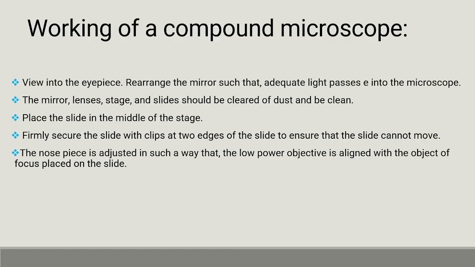Now we will see the working of a compound microscope, how to use the compound microscope. First, we have to view into the eyepiece and rearrange the mirror such that adequate light can reflect from the mirror and get into the microscope. The mirror, lenses, stage and slide should be cleared of dust and be cleaned. By using isopropyl alcohol and cotton tissues, we have to clear the dust over the mirror, lenses, stage and slides which we are going to use.